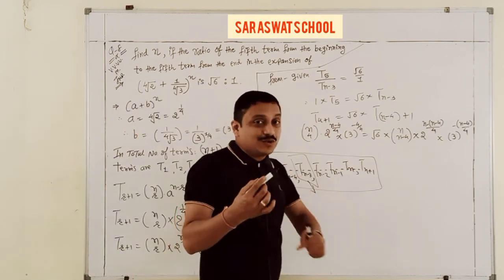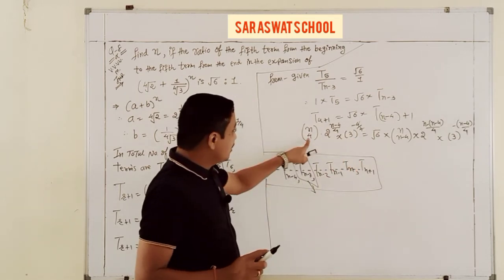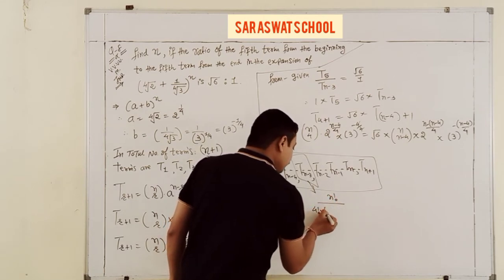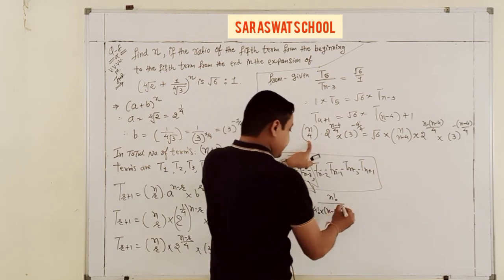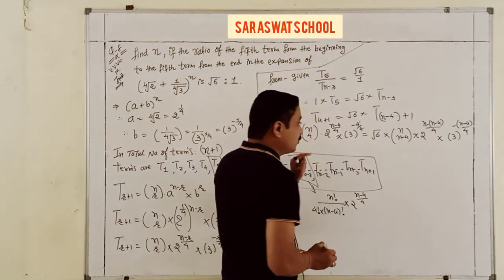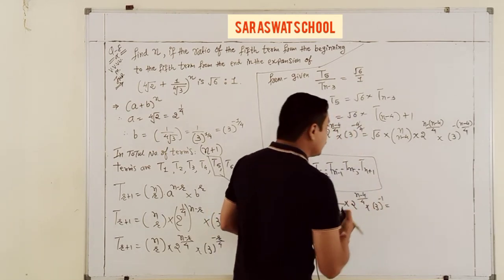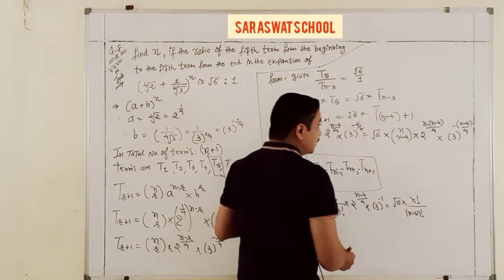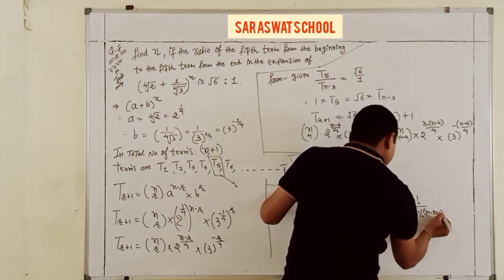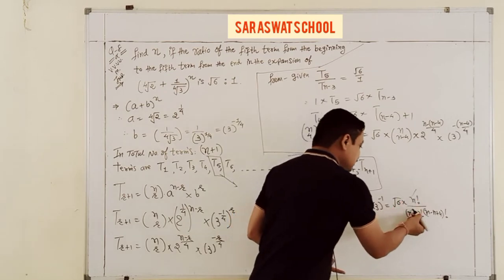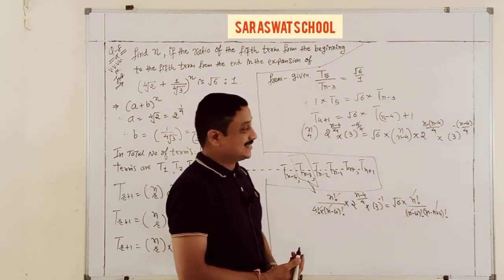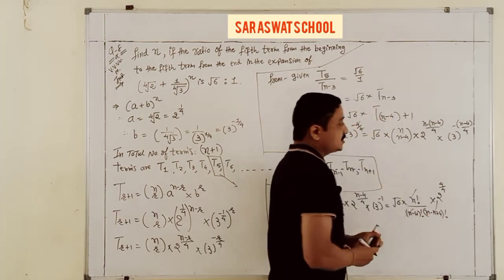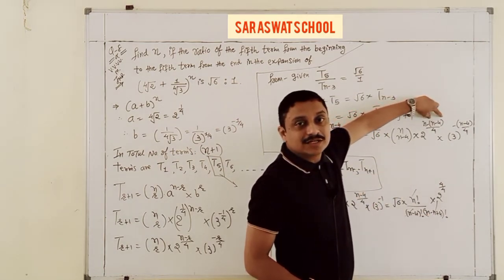Now try to calculate in the easiest way. This cancels; here this and this are the same. So the expansion: n factorial over 4 factorial (n minus 4) factorial, and 2 raised to (n minus 4) by 4, the same, 3 raised to minus 1 the same, equals root 6 times n factorial over (n minus 4) factorial. And here n minus (n minus 4) is 4 factorial. This cancels. Remaining, I have 2 raised to n minus n cancels, minus minus plus, it is 4 by 4.